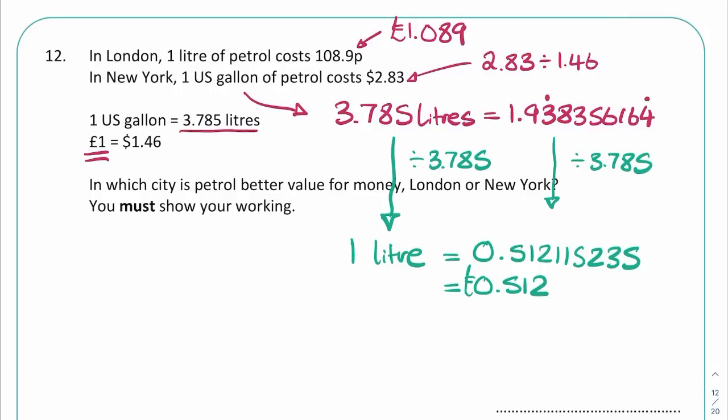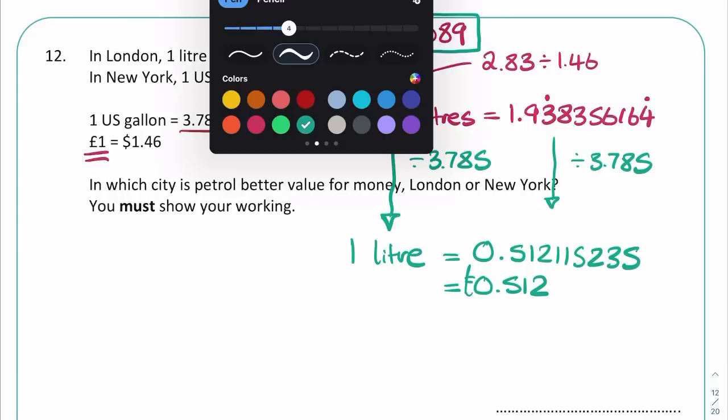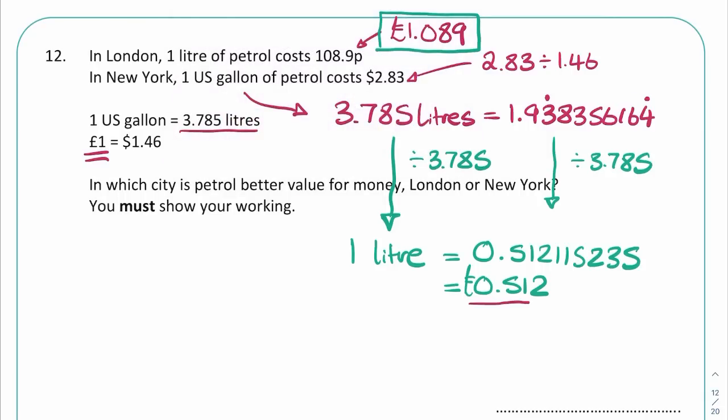Now looking at what we've got, look, the price in London is over £1, but in New York down there it's actually less than £1, almost half of £1. So there we go, we can see that New York is better value. There we go, New York is better value.